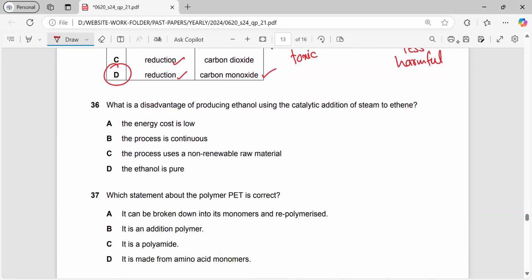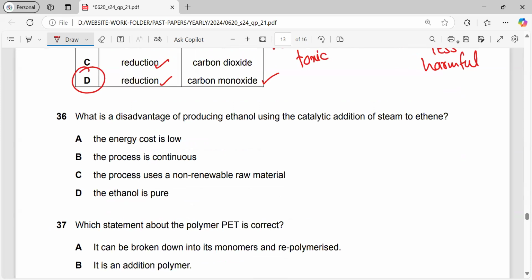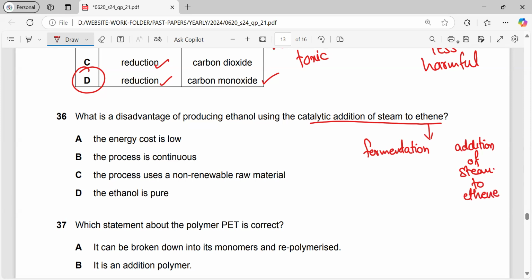Question number 36. What is the advantage of producing ethanol using catalytic addition of steam to ethene? Now, to produce ethanol, we have two methods. One method is called fermentation, and the other method is called addition of steam to ethene.